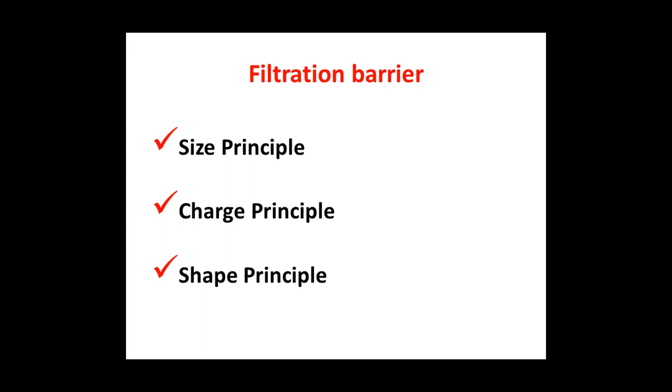And the third is the shape principle. If the substance is more compact in shape, it can pass better. Or if the substance is rather asymmetric in shape, cylindrical in shape, not that compact, it faces a lot of difficulty in passing through the basement membrane.